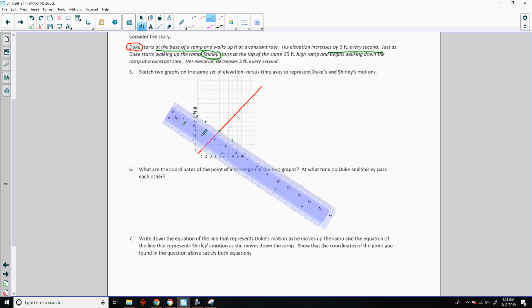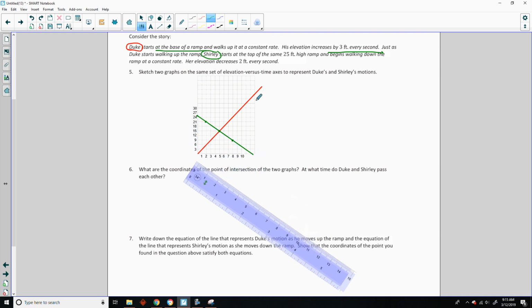And graphing is all about precision. Take your time. And I would say right about here. Okay, so there's the graph of her. Let me just back this up to here. And she can't go below zero.